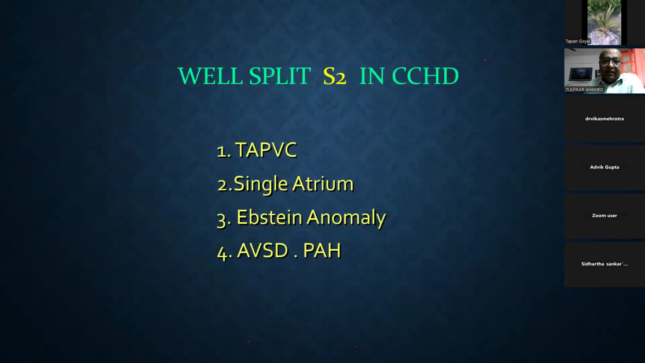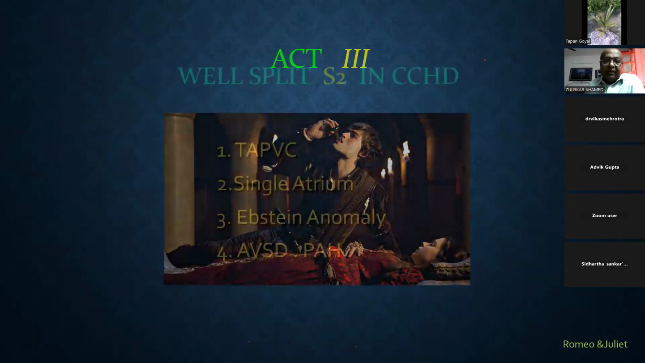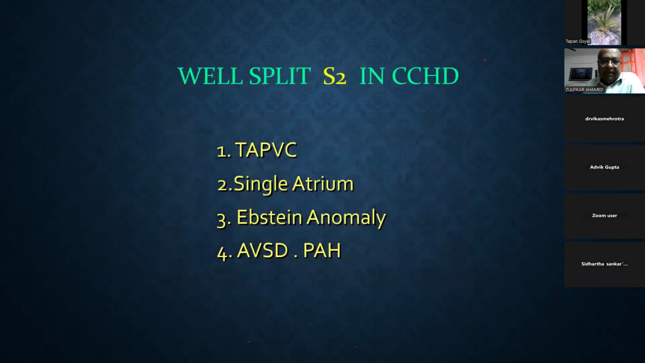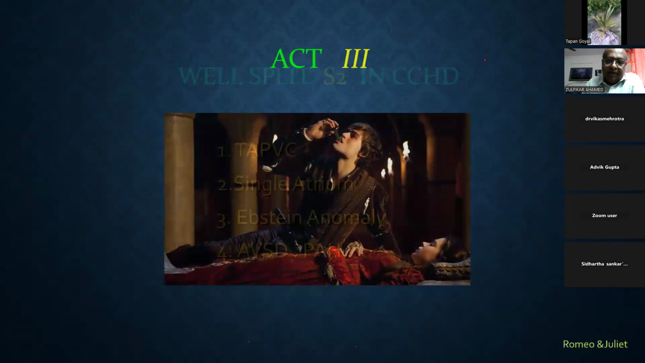This is a very important slide, I suppose, because the majority of cyanotic congenital heart disease have a single S2. So they can ask you what are the causes of cyanotic heart disease with a well-split S2, which is classically found in TAPVC and single atrium, Ebstein anomaly, and sometimes in AVSD with severe pulmonary arterial hypertension.